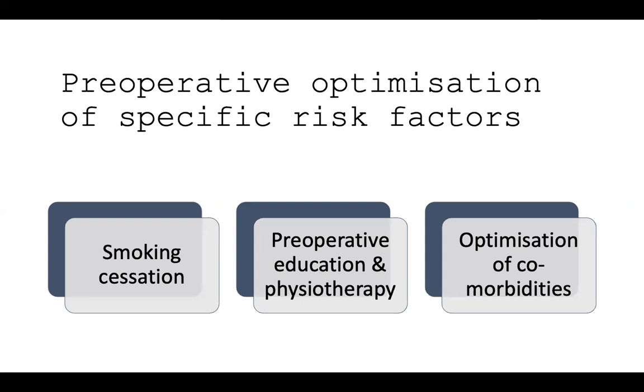As these are challenging surgeries, preoperative optimization, specifically in terms of pulmonary challenges, is very, very important. And this needs to be done in high risk factors like smoking cessation, preoperative education and optimization of physiotherapy, and optimization of different comorbidities like diabetes, hypertension.